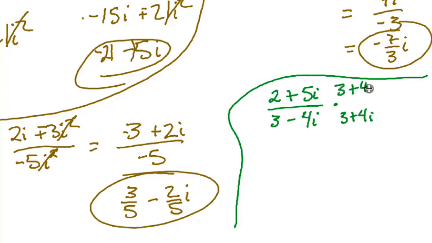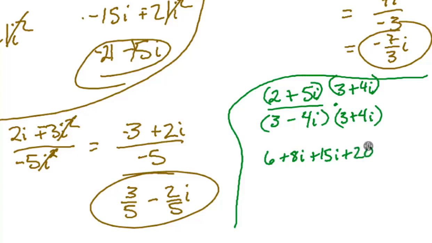Does that ring a bell? Putting in the minus and the plus, because what happens when we times them? Well, let's do it and find out. Let's do the top first. Let's see what we get. 2 times 3 is 6. 2 times 4i, that's plus 8i. 5i times 3, that's plus 15i. And 5i times 4i is plus 20i squared. And i squared, we know, is minus 1, so that's minus 20.